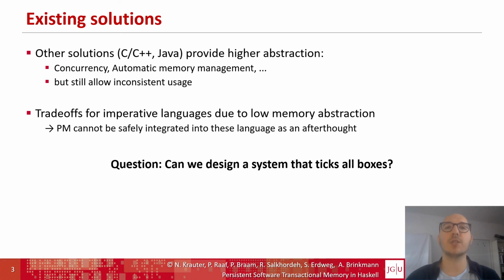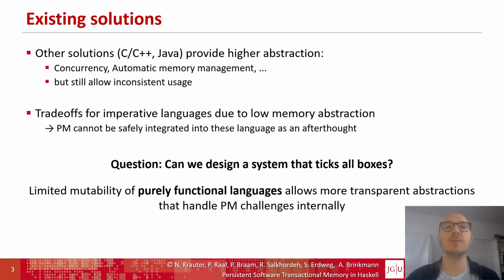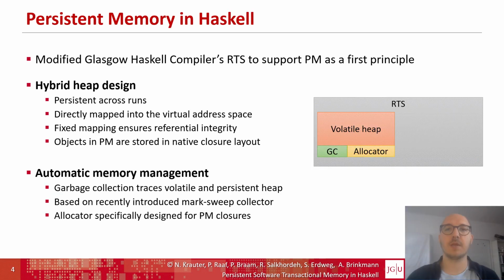So we asked the question: can we design a system that ticks all boxes, that handles all the challenges discussed previously in the background without the application developer needing to worry about it? And we found that with their limited mutability, purely functional languages are exactly the right paradigm, as they offer the right constraints to build very transparent abstractions when working with PM. We can design specific solutions for the limited set of mutating operations that are available in the language.